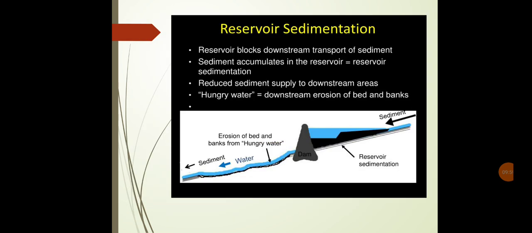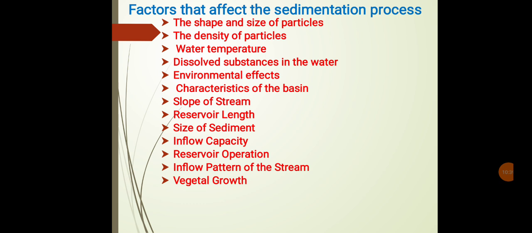Then reservoir sedimentation: the reservoir blocks the downstream transport of sediment. Sediment accumulates in the reservoir, which reduces sediment supply to downstream areas, hungry water, that is downstream erosion, bed erosion, is there. If you see this diagram, that black shadow is called reservoir sedimentation. If you keep on depositing the sediment particles, you will not allow the water to go through the reservoir sluice, so that it is a major problem for removing the water in this stream.